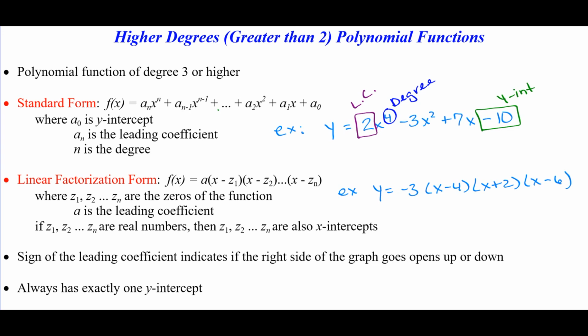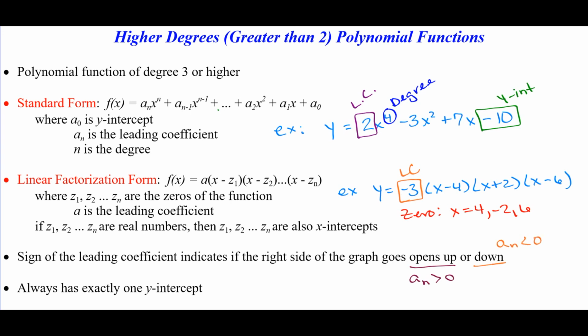From our second example, the linear factorization form, again, I still have my leading coefficient, so the negative 3 is going to be my leading coefficient. And then from the factored form, what we can get are our zeros. So from this equation here, we should know that I have zeros at x equal 4, negative 2, and positive 6. The sign of my leading coefficient is going to tell me whether my graph opens up. So my graph is going to open up when my leading coefficient, a sub n, is greater than 0, or it's going to open down, and this would occur when my leading coefficient is less than 0.